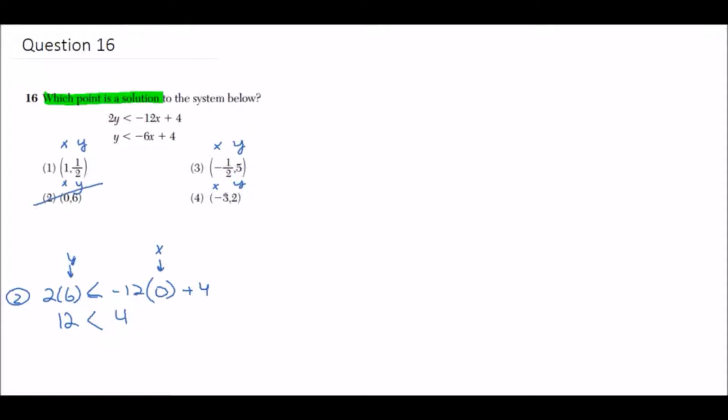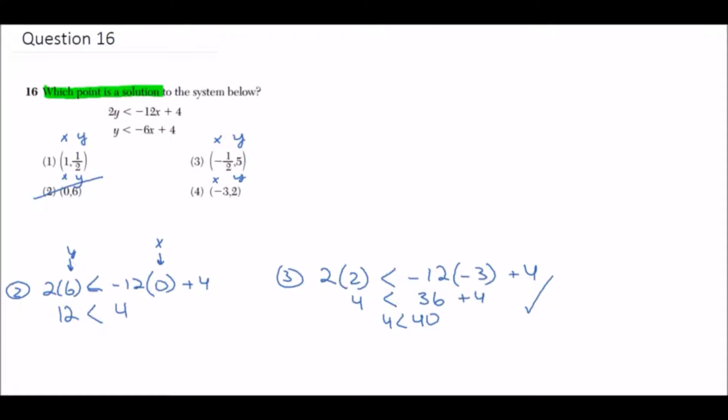So let's try choice 4, because that would seem to be another one that's relatively easy because it's got 2 integers, whereas 1 and 3 have fractions. So we're going to go ahead and substitute in 2 times 2 is less than negative 12 times negative 3 plus 4. So we have 4 on the left side is less than negative 12 times negative 3, which is 36, plus 4. 4 is definitely less than 40, so it checks out for the first inequality.